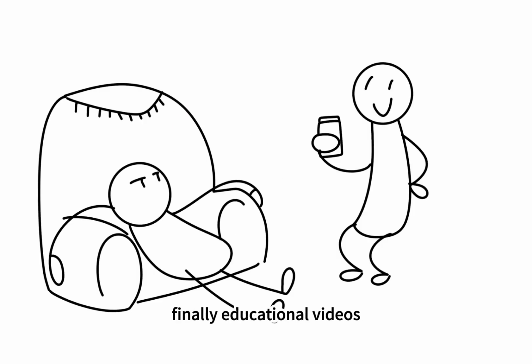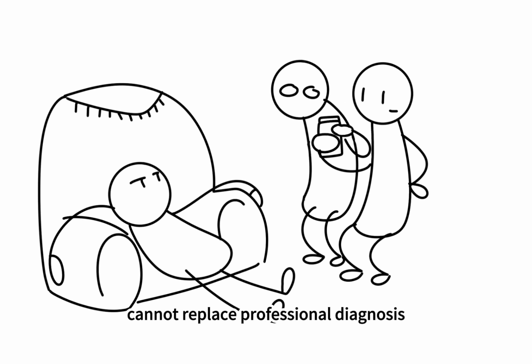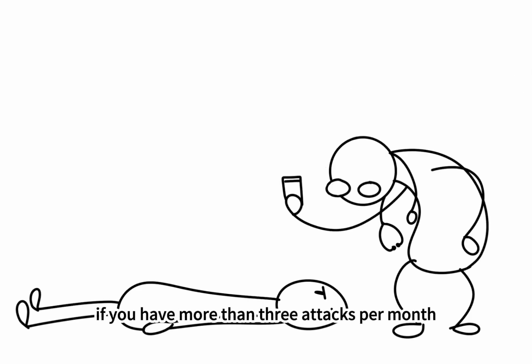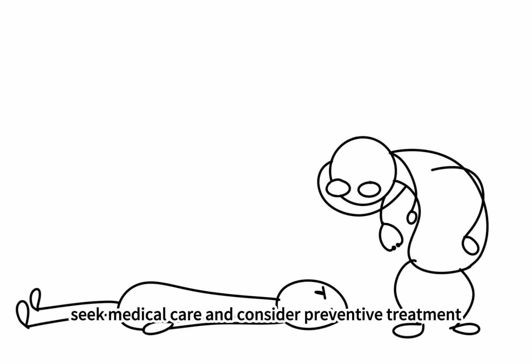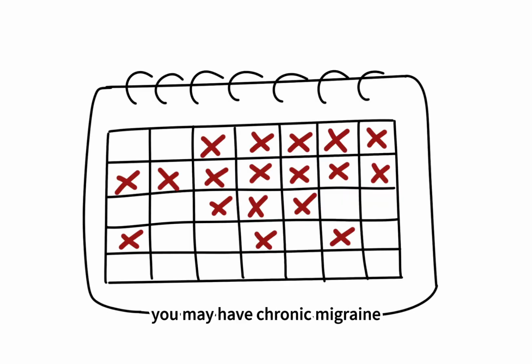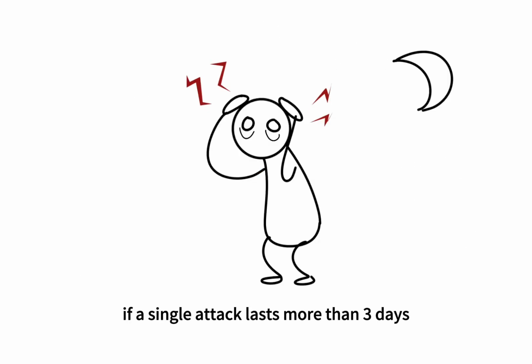Finally, educational videos cannot replace professional diagnosis, and all information is for reference only. If you have more than 3 attacks per month, seek medical care and consider preventive treatment. If you have headaches on more than 15 days per month, you may have chronic migraine. If a single attack lasts more than 3 days without relief, seek medical attention immediately.